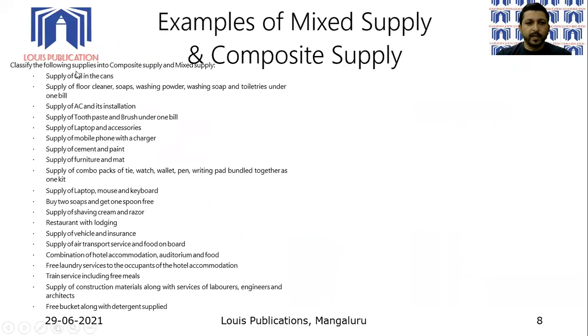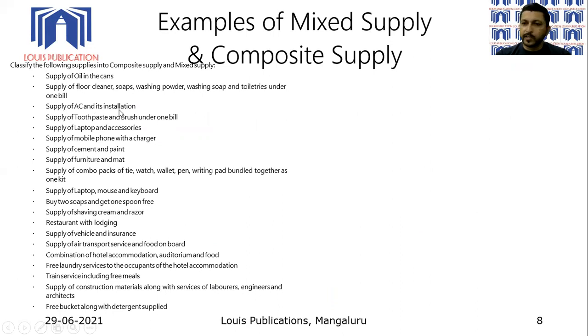Let's understand. Classify the following supplies into composite supply and mixed supply. We have supply of oil in cans, and supply of floor cleaner, soaps, washing powder, washing soap, and toiletries under one bill. So it is a clear idea, because floor cleaner is sold separately, soaps separately, washing powder separately, washing soap separately, toiletries separately. Supply of oil in cans is a clear-cut example of composite supply, because normally oil is supplied in tins, cans, drums, and barrels. So that becomes an example of composite supply, the first one. The second one is a clear example of mixed supply.